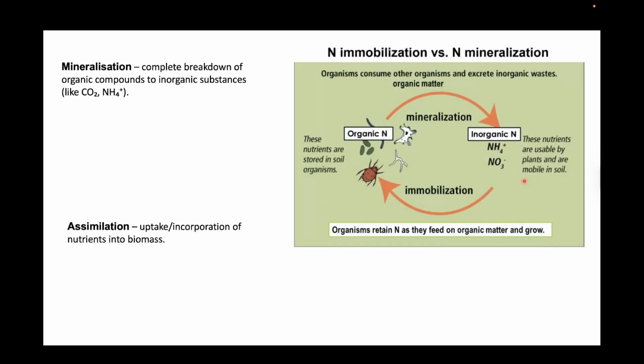So, inorganic substances like ammonium, after mineralization, can be taken up by plants and are mobile in the soil, but they get immobilized by organisms that retain nitrogen as they feed on organic matter and grow, which is assimilation, and thus immobilize the nitrogen mineral back into organic nitrogen. So, this is a cycle between mineralization and assimilation or immobilization. These nutrients are stored in the soil organisms.